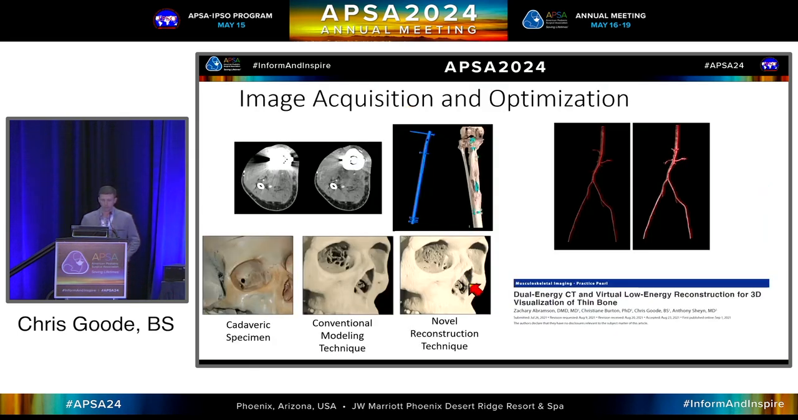So image acquisition, obviously we acquire the images on the scanner. You can use CT or MR. We prefer CT predominantly though, just due to the lower slice thicknesses and the higher spatial resolution you can achieve. You can use MR, but from my experience, CT just tends to look a little better.